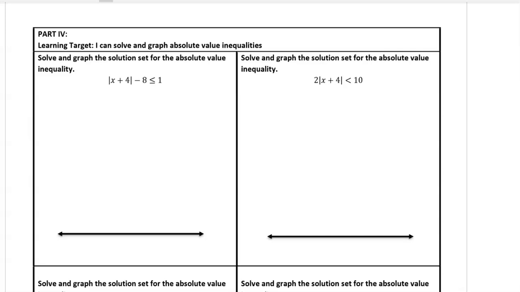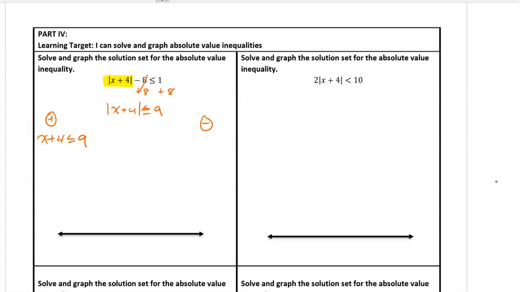Okay, this one says I can solve and graph absolute value inequalities. Solve and graph the solution set for the absolute value inequality. All right, so again, same process here. Is this absolute value isolated? No, it's not. We need to get rid of the 8 by adding it to the other side. Okay, 9 is a positive number, so we have two solutions, positive and negative solution.